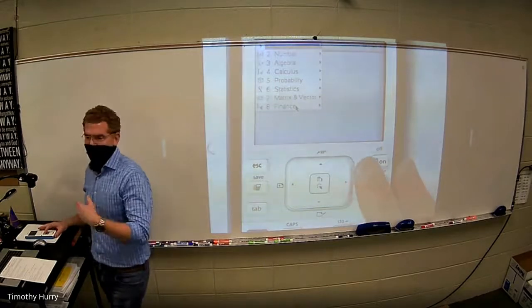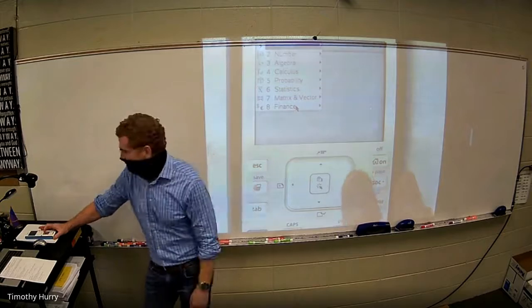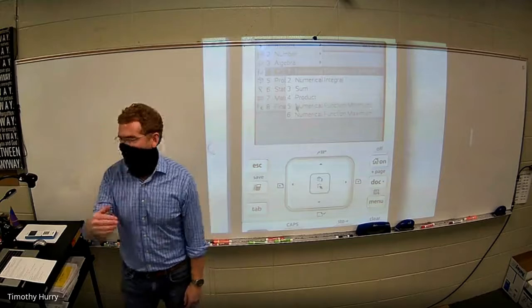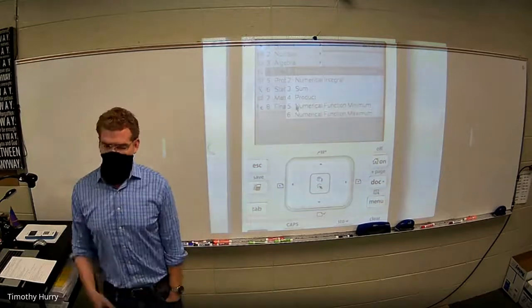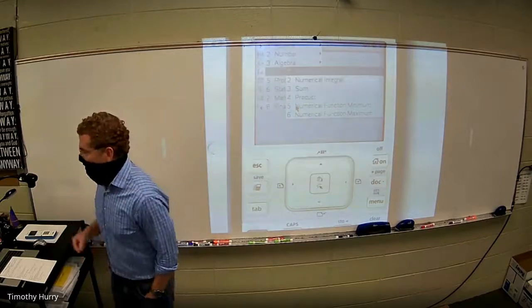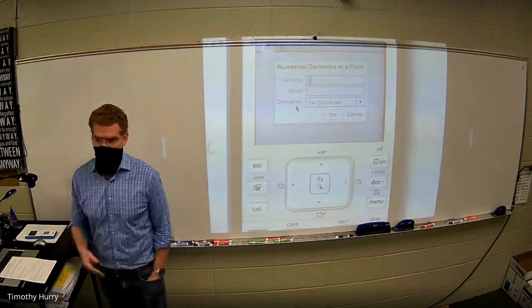It's not like you really have to memorize this stuff. Just go to the menu button and start looking. You'll see the calculus. And when I click on that, it gives me numerical derivative at a point. Now there's other ways to go about this, but this to me is the best way when you want to calculate it. So I'm going to hit 1 for that, and it asks me, what variable would you like?